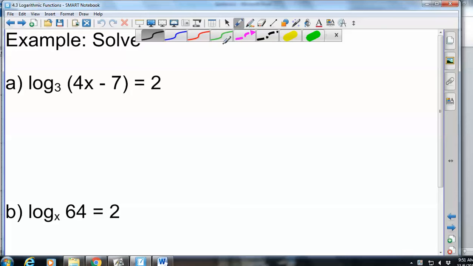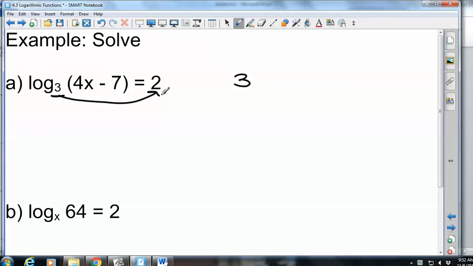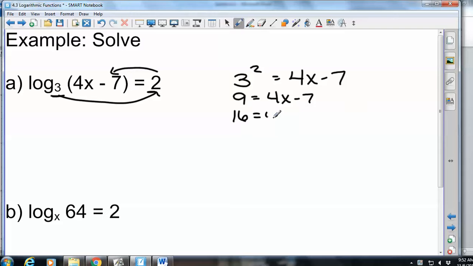The logarithm and the exponential, so that's what we're going to do here. Remember, you always start at the base. So the base of the log is the base of the exponential. So it'd be 3 to the second power equals the 4x minus 7. So 3 to the second is 9. You add your 7. Divide and you get x is 4.